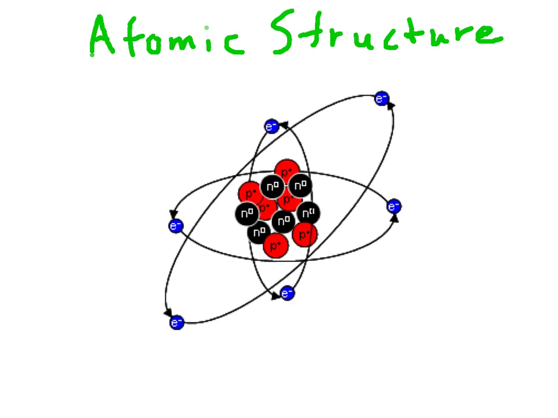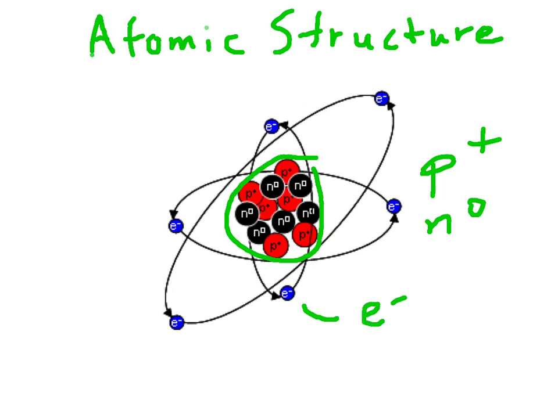So again, just to review atomic structure, we have the nucleus with the protons and the neutrons. And this is where the mass of the atom exists. And then we have these little negative electrons spinning around in their orbits, in the orbitals, around the nucleus.